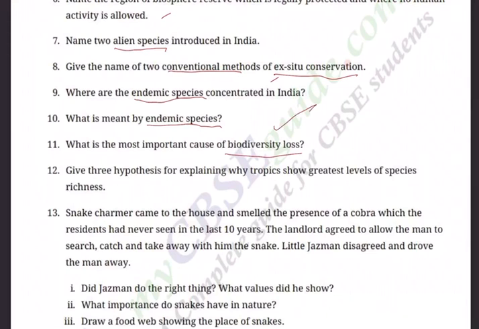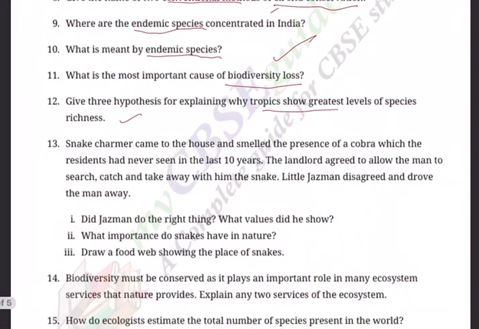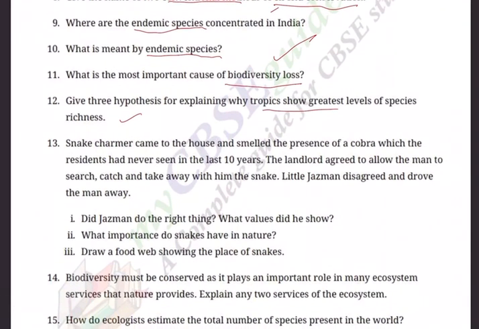This is a very much expected question from this chapter. Question 12. Give 3 hypotheses for explaining why tropics show the greatest levels of species richness. Expected question. Question 13. A snake charmer, you must have seen in villages, came to the house and smelled the presence of a cobra, which the residents had never seen in the last 10 years. The landlord agreed to allow the man to search, catch and take away the snake. A little John disagreed and drove the man away.